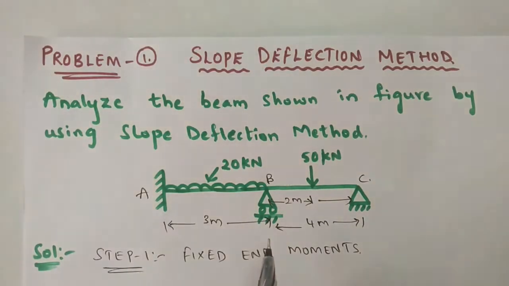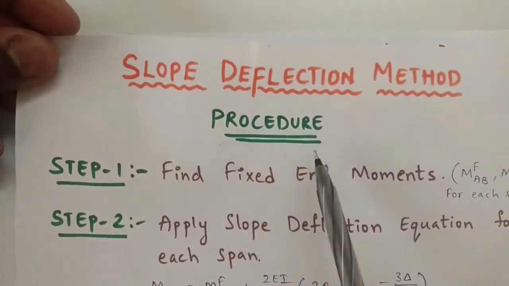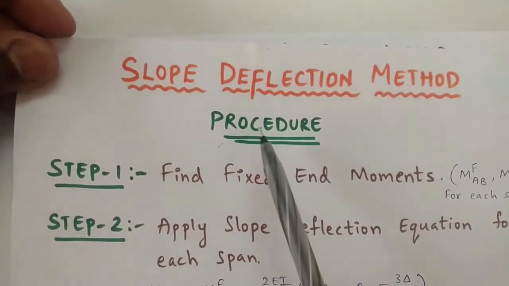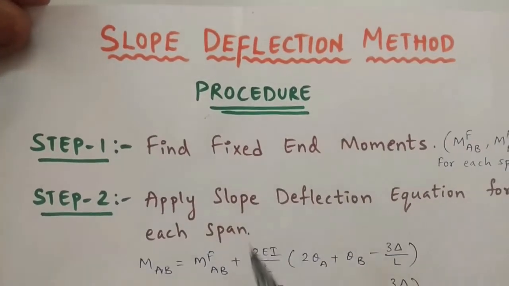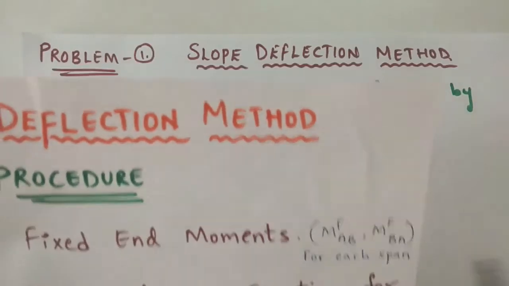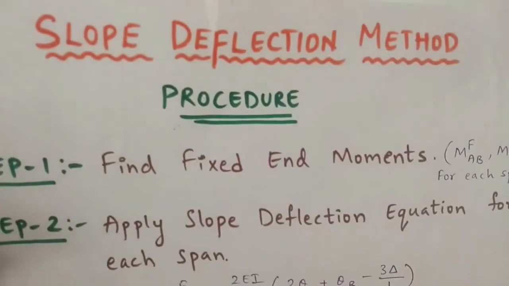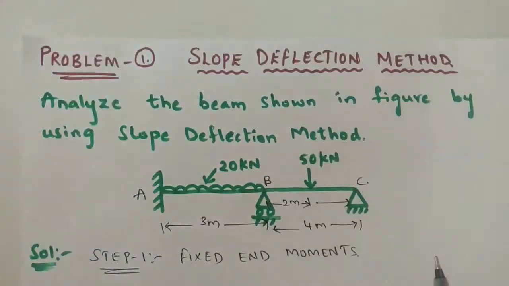The first step in the slope deflection method: I have already explained in the previous video how to solve an indeterminate beam by using the slope deflection method. I have given the stepwise procedure. If you have not watched that video, I will give the link in the description. In step number 1, you have to find the fixed end moments.